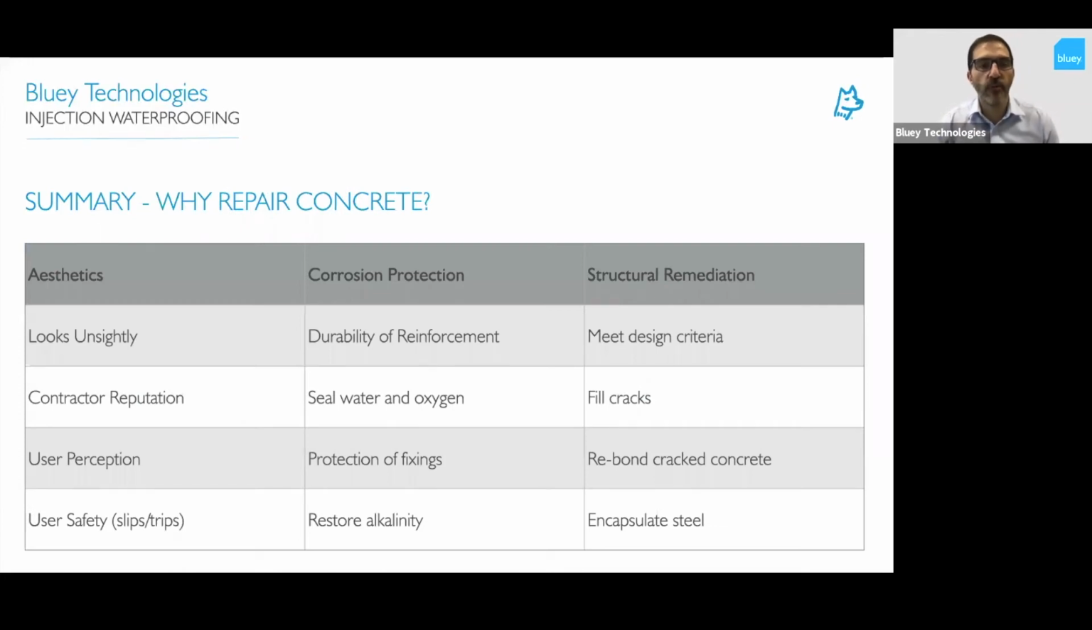So just in summary, why we repair concrete again, just in a table. Aesthetics, you know, it looks unsightly, user perception, safety, corrosion protection, ensuring the durability of the structure, and then structural remediation, trying to fill cracks that we fear may go into compression or may need some reason to be strengthened at some stage.